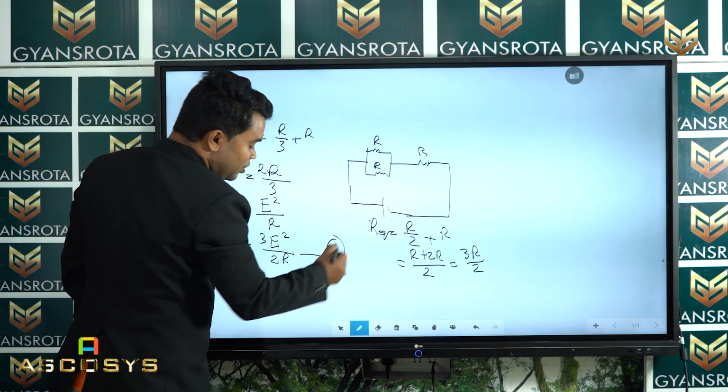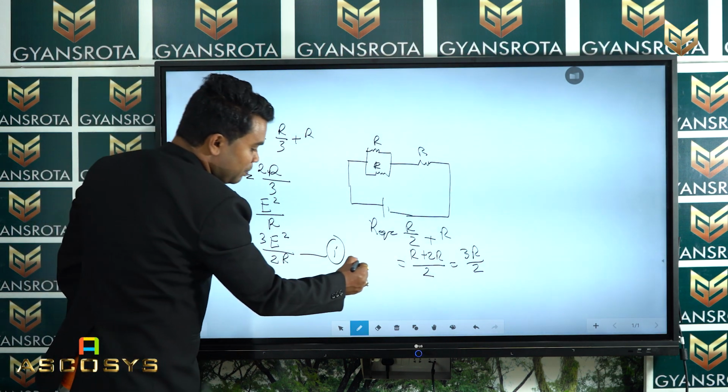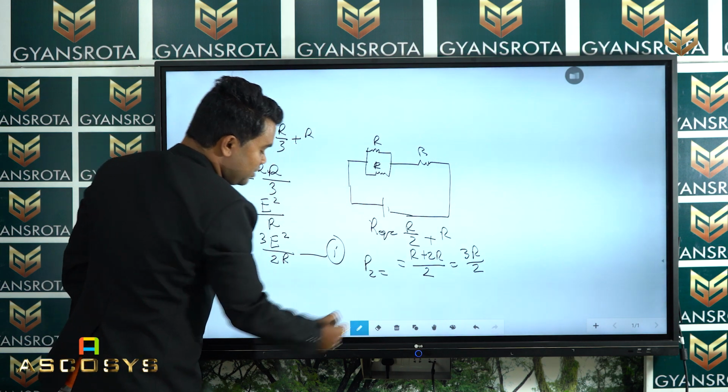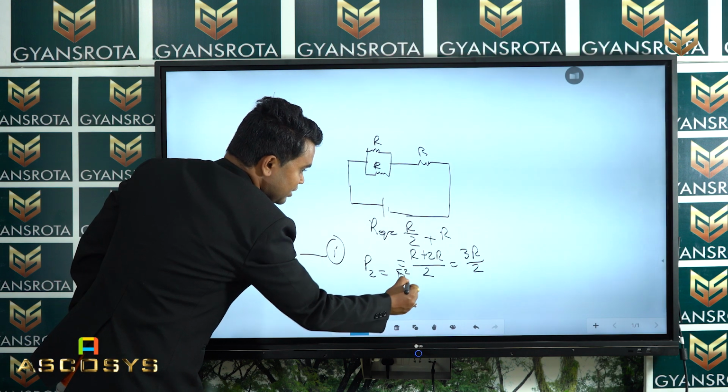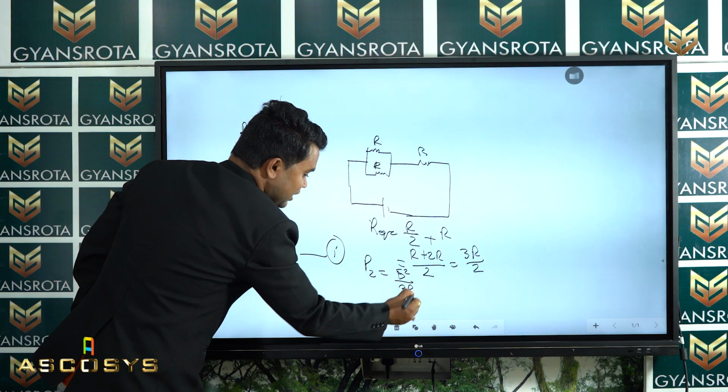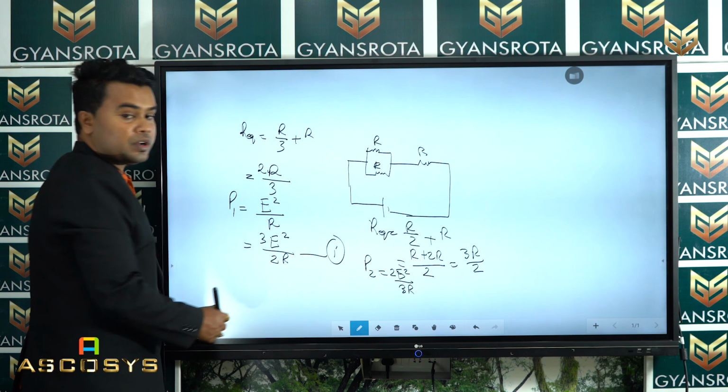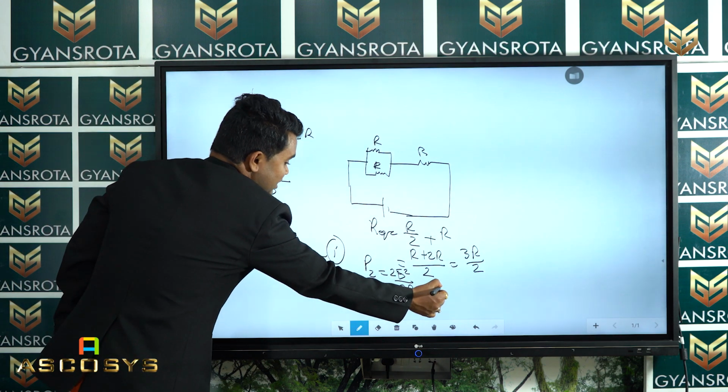Fine. So what you will do? Again you will calculate the power. Power P2 will be equal to E square by 3R by 2, and 2 will go up. 2 E square by 3R. Put it as equation number 2.